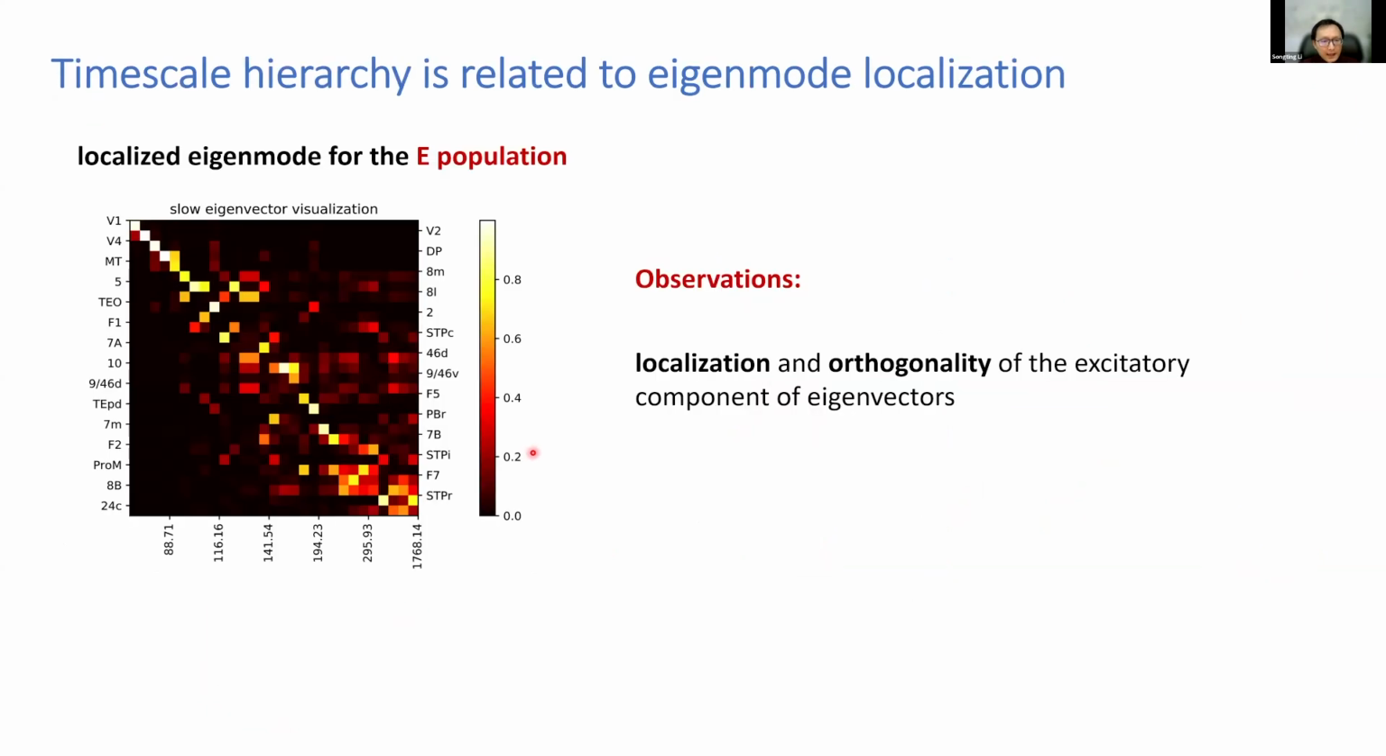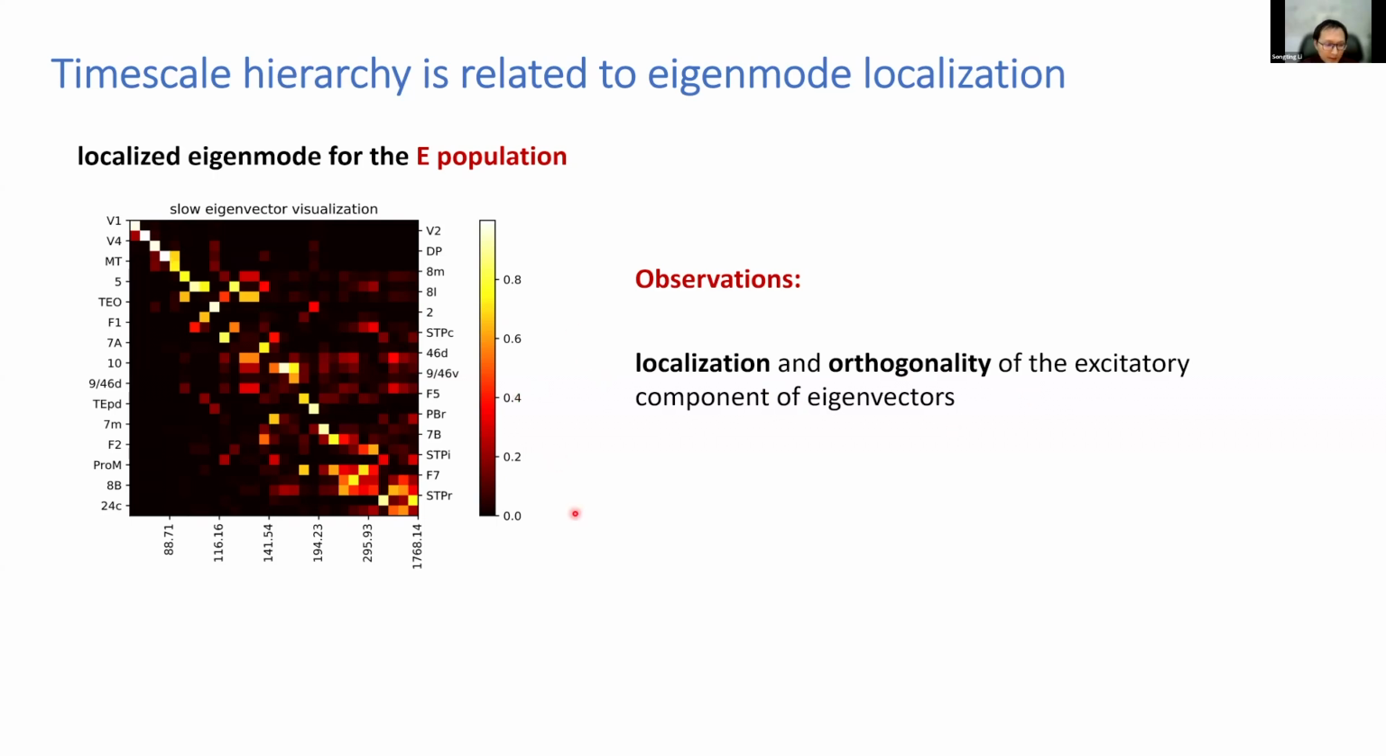Then we go back to check our model by computing its eigenmodes. Here's the eigenmatrix, where each column is an eigenvector. We do see that for each column, only a few elements are non-zero, so it's very localized, and these non-zero elements are not overlapping. So it's basically like a diagonal matrix with some perturbation. We do observe this localization and orthogonality of these eigenvectors for this excitatory population part.